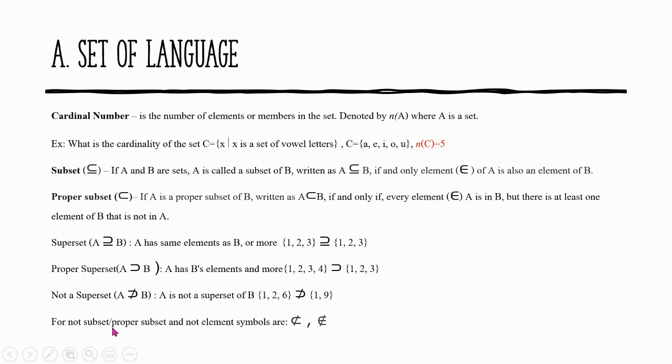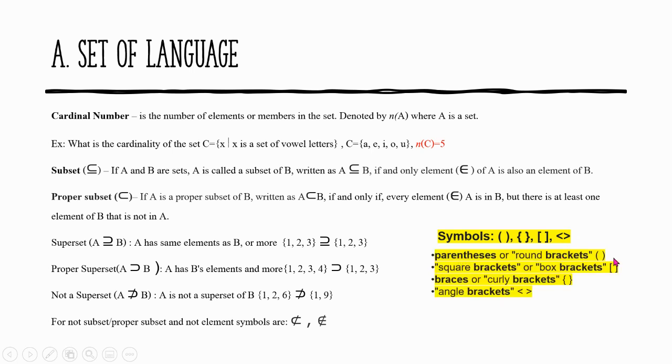For not a subset or proper subset, and not an element, these are the symbols. This one is the not proper subset. This is also not an element. Just for you to take note of those symbols. There are other symbols, such as this one. These symbols are all brackets, it's just that they are different brackets.